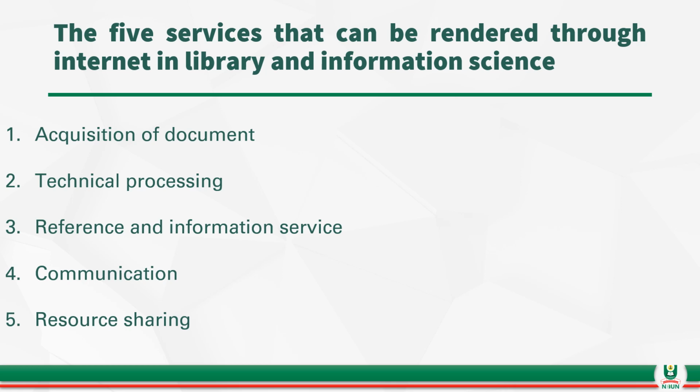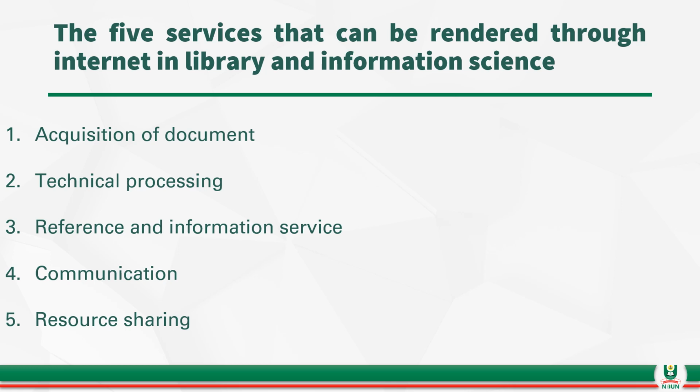The first one, which is acquisition of documents. Here, when you want to acquire resources, books, laptops, desktops, anything at all in the library, you can do that through the internet. You can make your order online through the internet. And when they deliver, you can also take delivery through the internet. That is confirming your delivery, your waybill, and all other documents. That can be done through the internet.